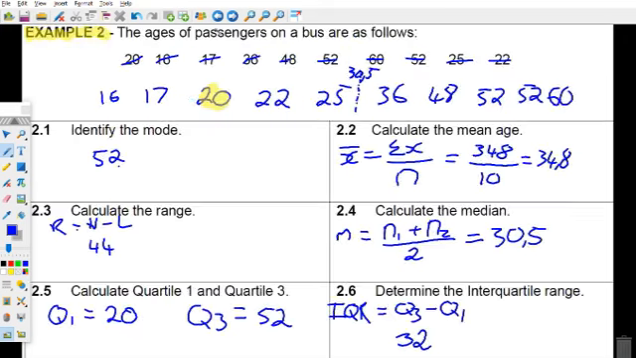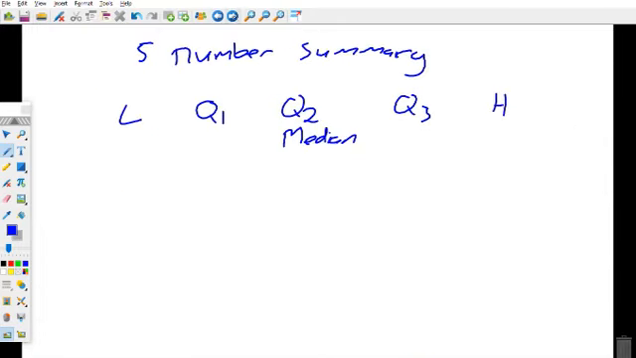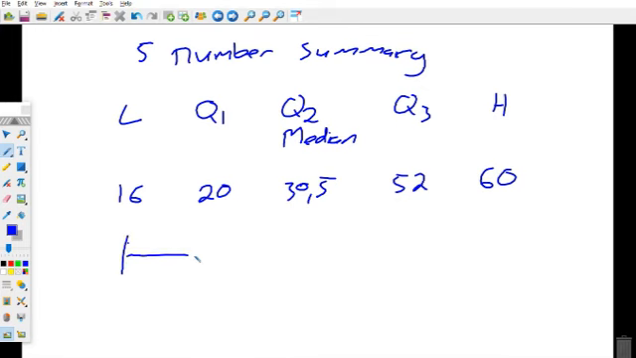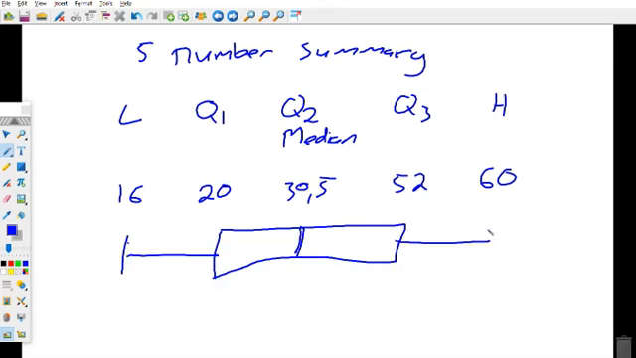So my 5-number summary for the previous one, my lowest was 16, my Q1 was 20, Q2 30.5, Q3, and the highest 60. 5-number summary, done. So what you do with that, you put it on a scale and you draw a box and whisker. You see, there's a box, this box and whisker.